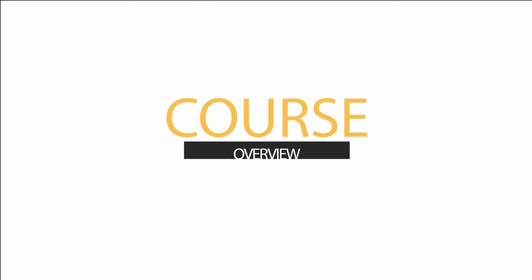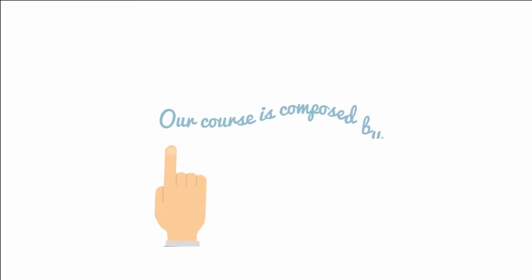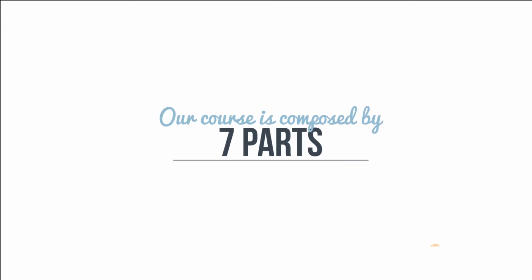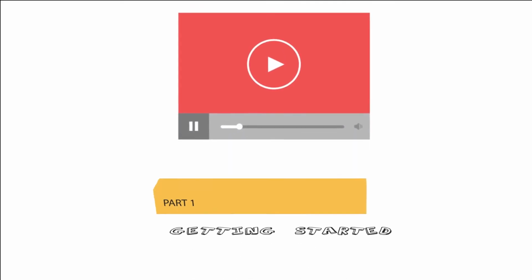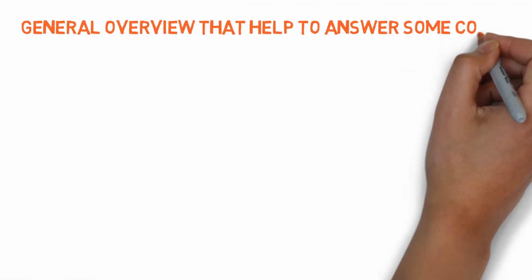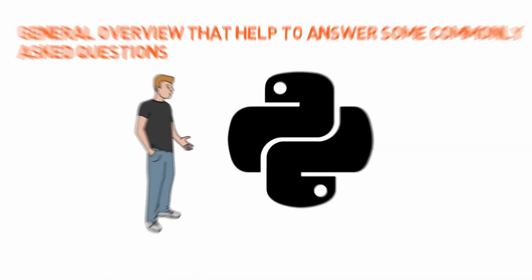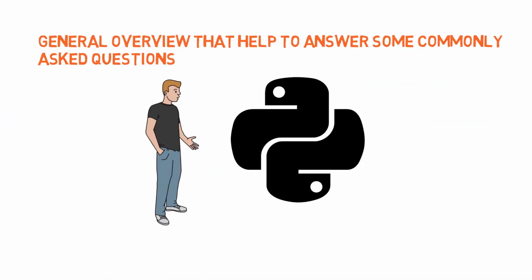And guys, before I get started, I'm going to show you some course overview. Our course now is composed of 7 parts, and then we are going to see what they cover. The first part is where we get started, and then we have a general overview that helps to answer some commonly asked questions about why you need to learn Python, and then some persons who are beginners now will understand why we need to learn Python.